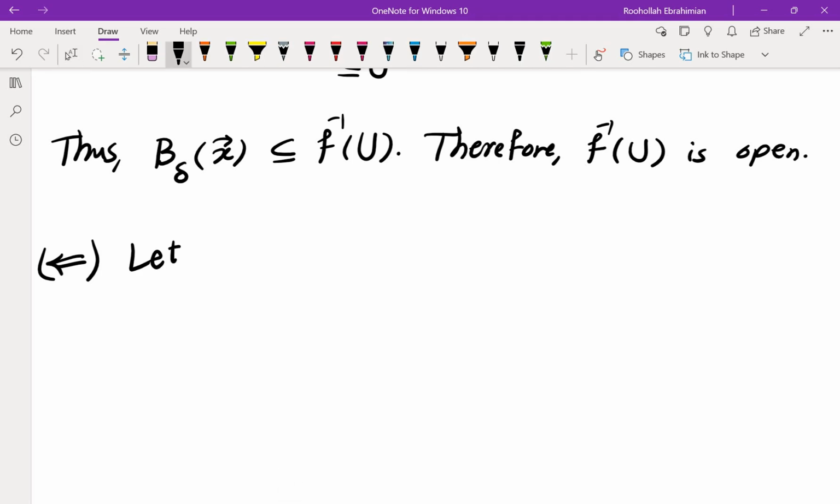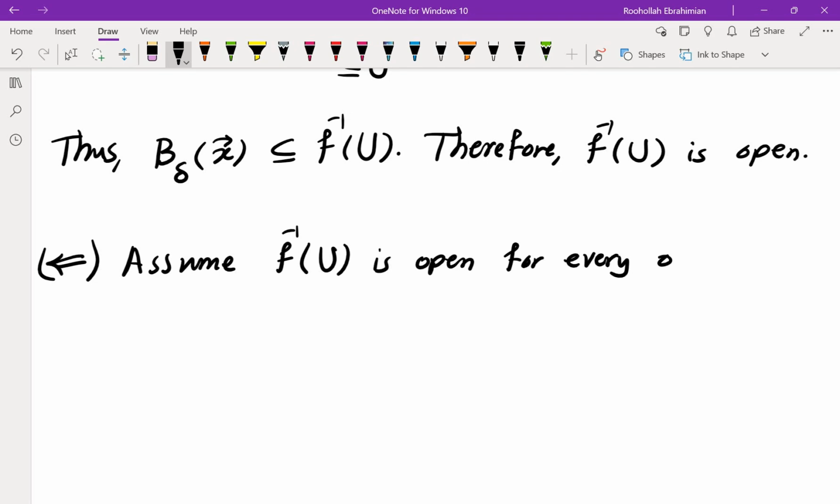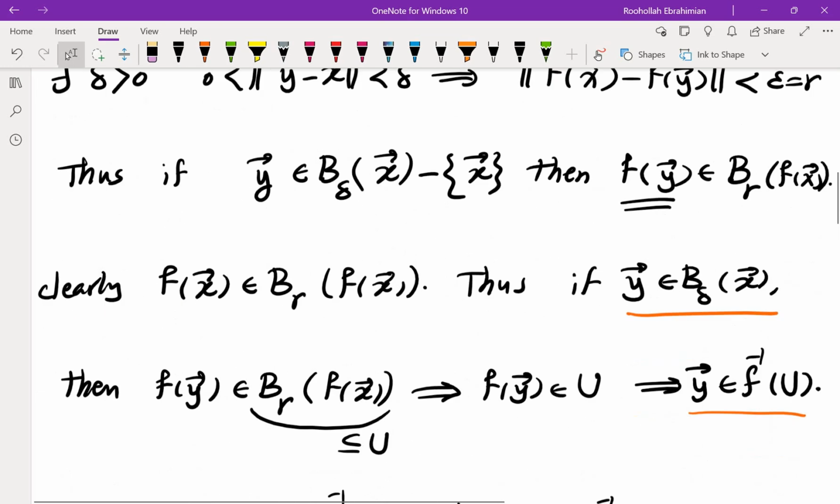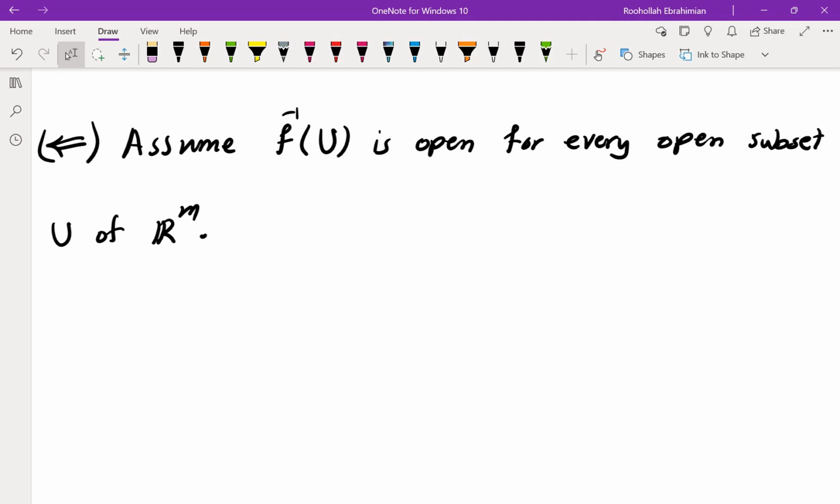Let me start with assuming that the inverse image of U is open for every open subset U of Rm. So this function f was from Rn to Rm. So the assumption is that f inverse of U is open for every open subset of Rm. It's very important that this is true for every open subset of Rm. Now we will have to show that f is in fact continuous.